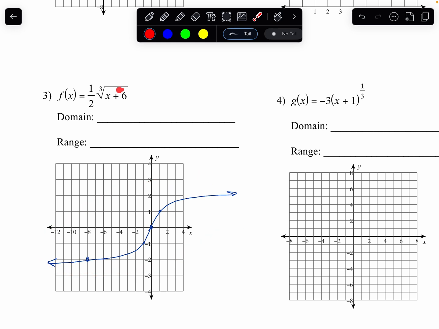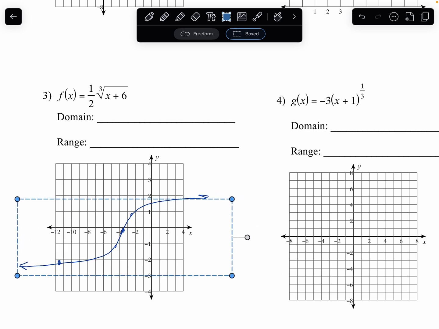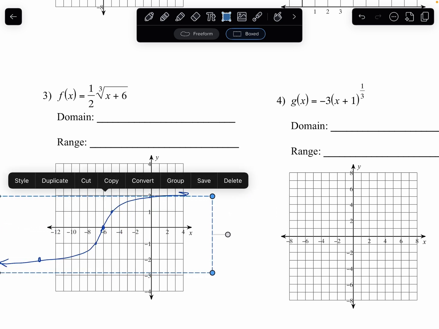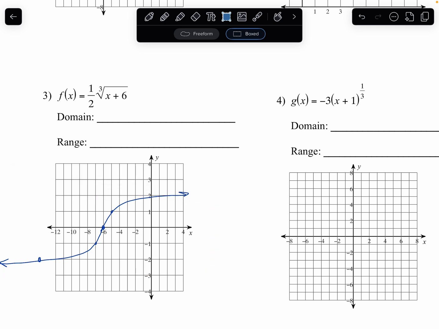And then this means we're going to move it to the left 6 units. So take this right here, we're going to move it to the left 6 units like that right there. Okay. And then we also have a shrink by 1/2.